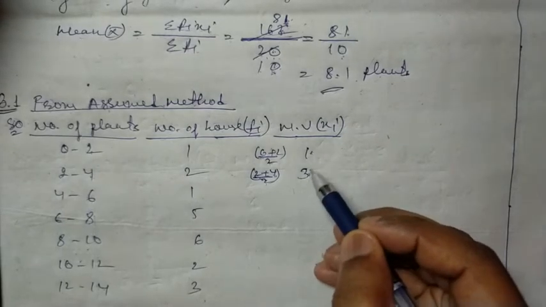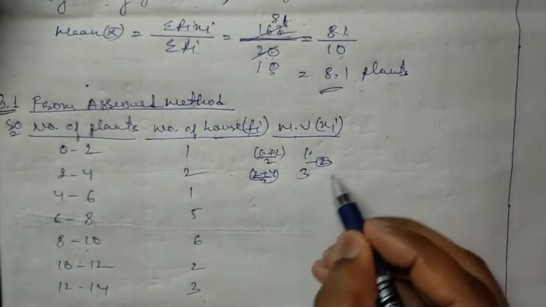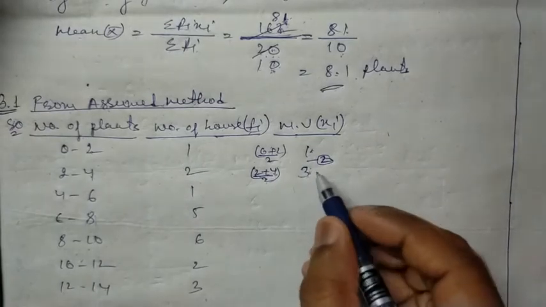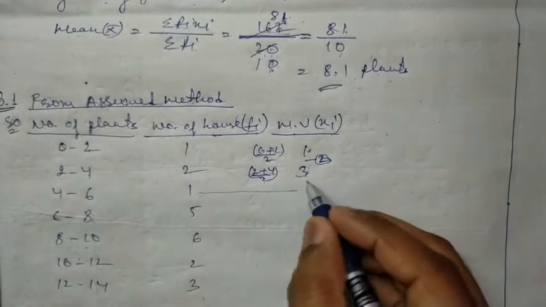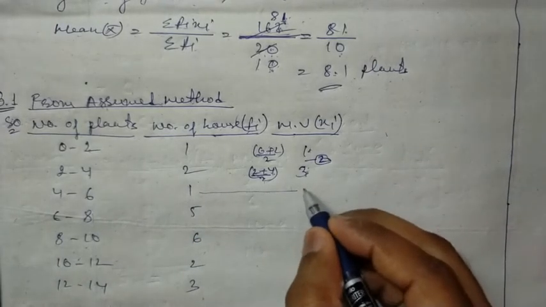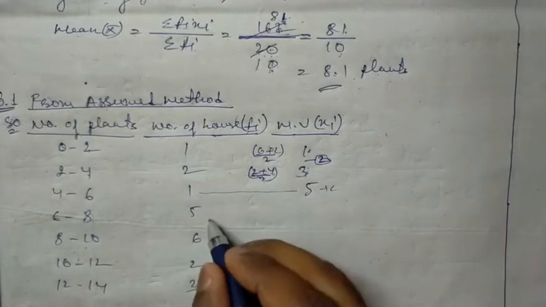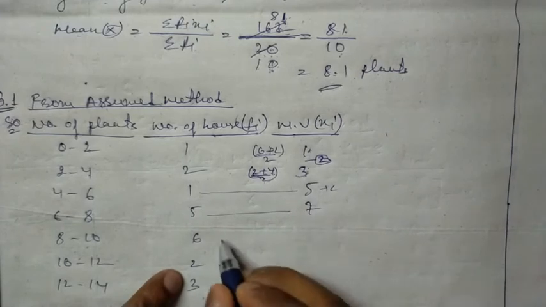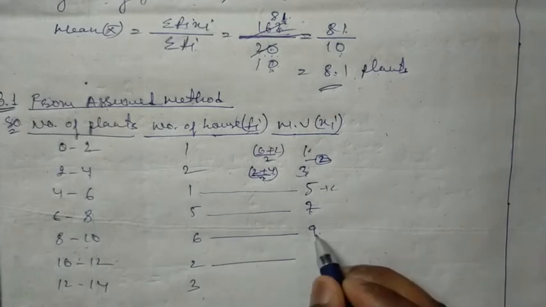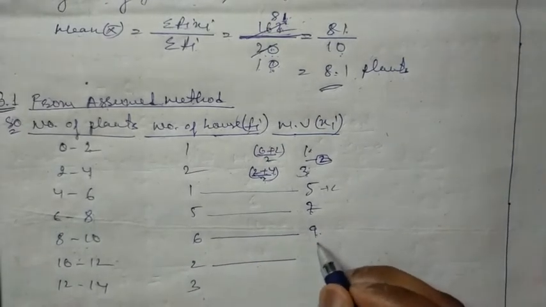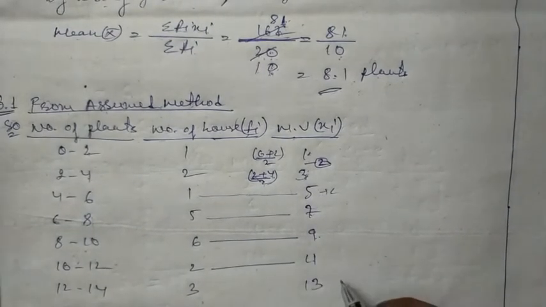And what is the gap between these two mid values? 3 minus 1, the gap is 2, right? What you have to do is add this 2 to the 3 and you get 5. If you add 2 again, you get 7. Add 2 again, it will be 9. Add 2 again, you get 11. Add 2 again, it will be 13. Okay, these are the mid values.